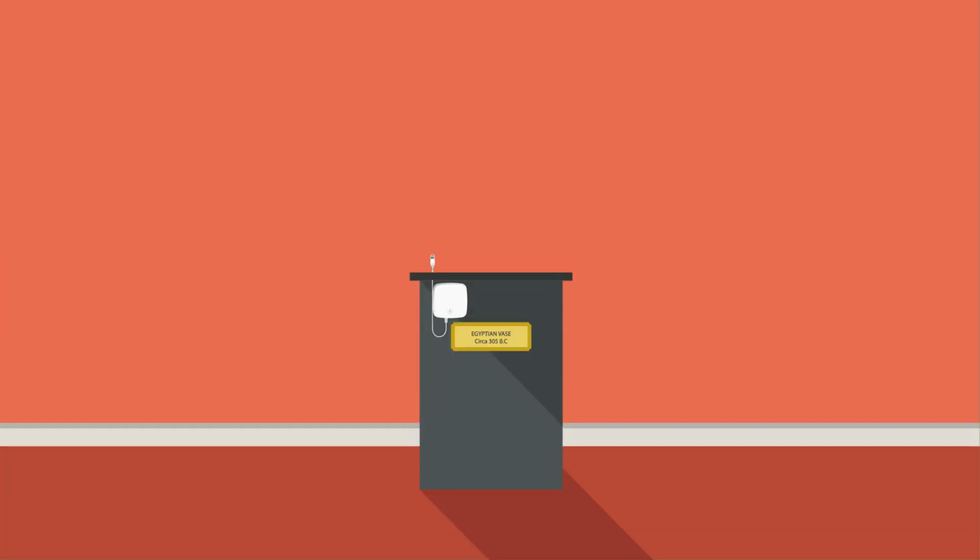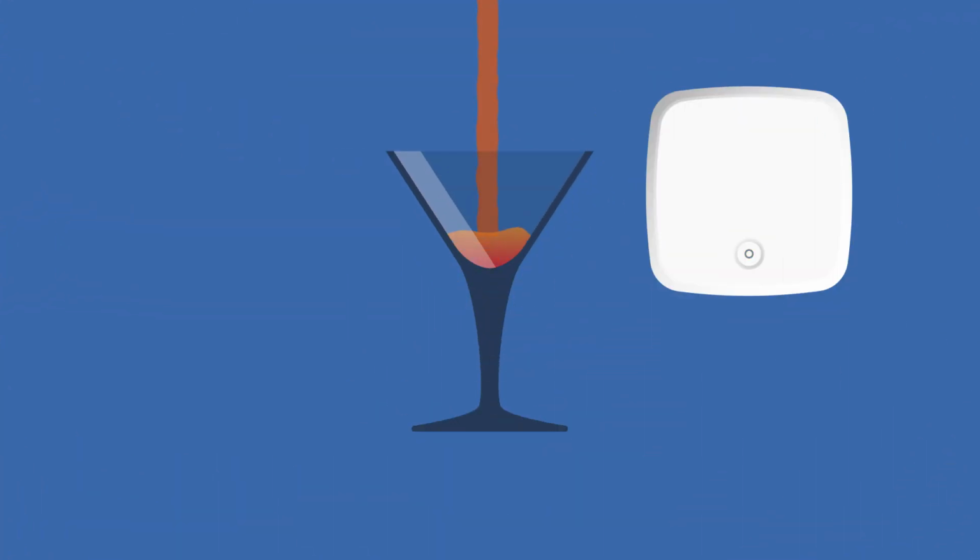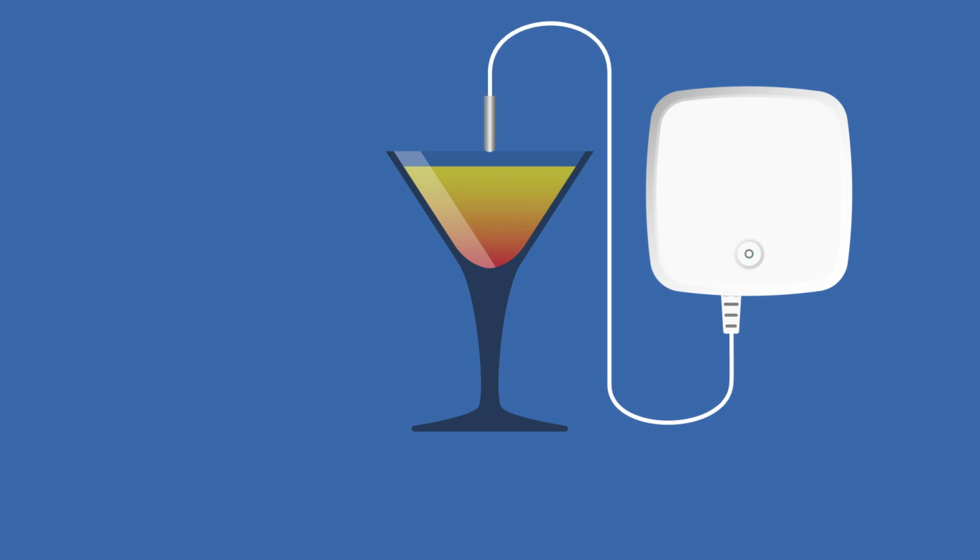Or maybe you want to measure temperature and humidity of a priceless museum exhibit. Simply connect a TH smart probe and start monitoring. Need to monitor something entirely different? Don't buy a new data logger, buy a new probe.